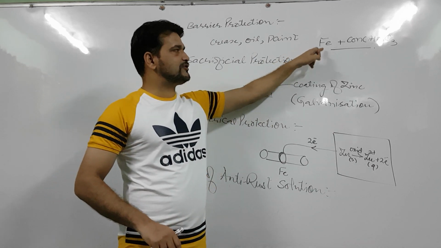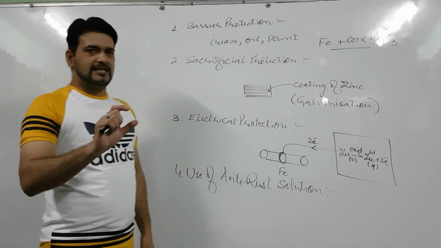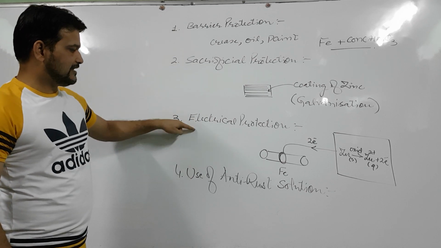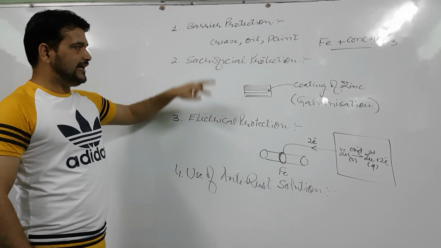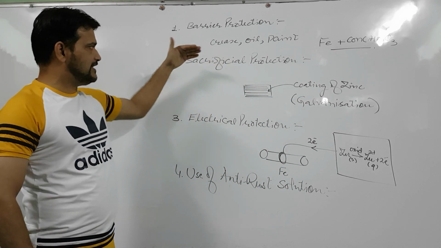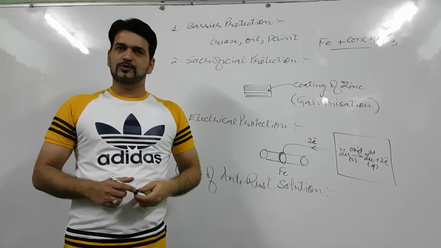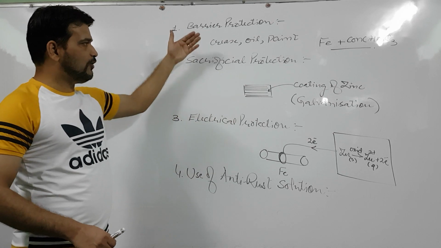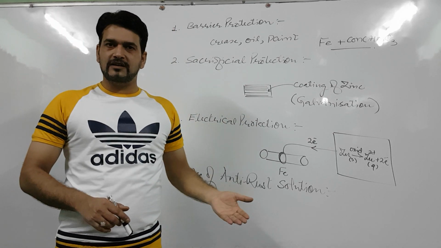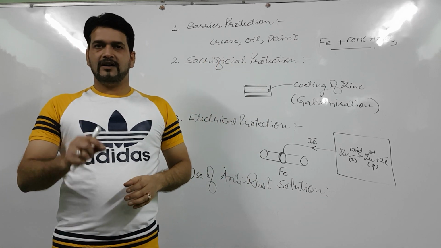This method is also in trend these days, but as far as the syllabus is concerned, these are 4 methods. They are a little bit interconnected to each other, but a hair-thin difference is there in all the methods that I have explained to you. So I think it will now be clear what is rust, what is corrosion, and what are the methods used to prevent iron from rust.